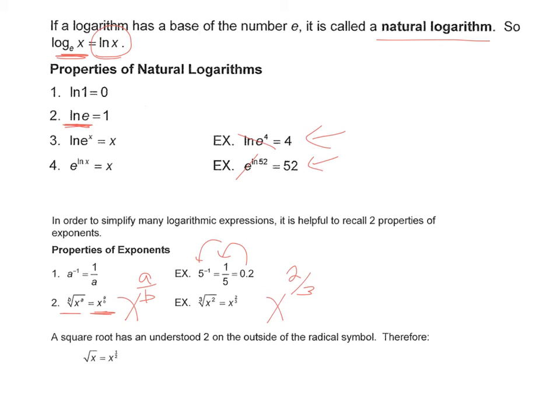A square root has an understood 2 on the outside of the radical symbol, and if I just have square root of x, there's an understood 1 exponent. So following the property, the square root of x is equal to x to the 1/2. That comes up pretty often. That should just be memorized, that the square root of x is x to the 1/2.